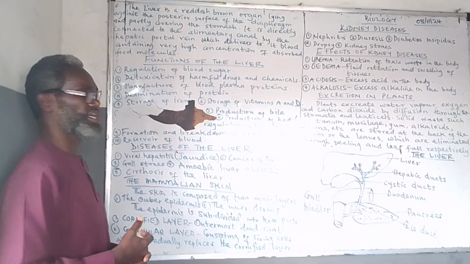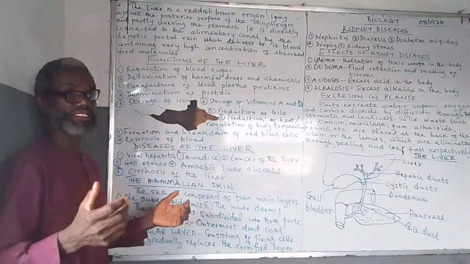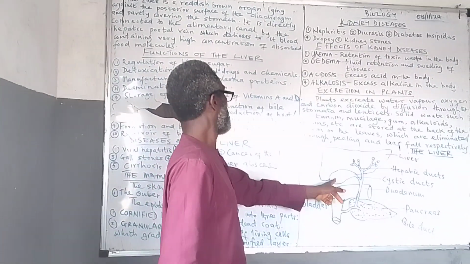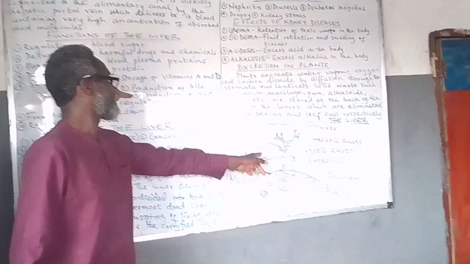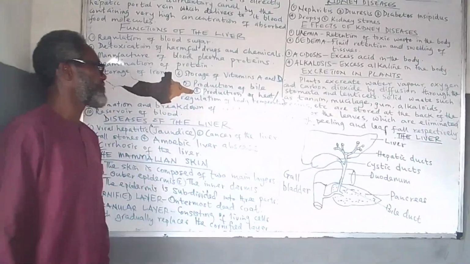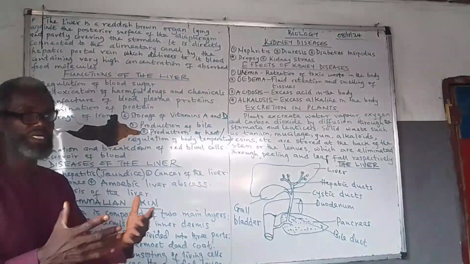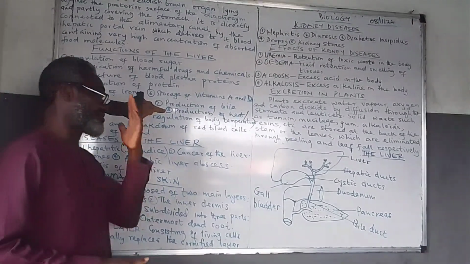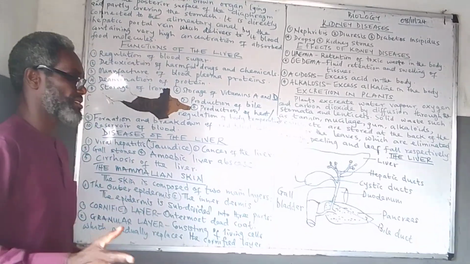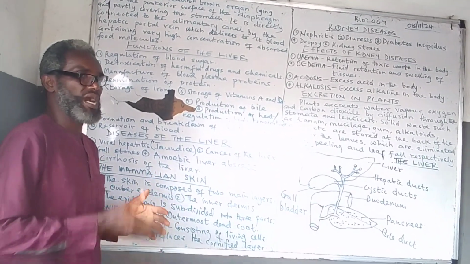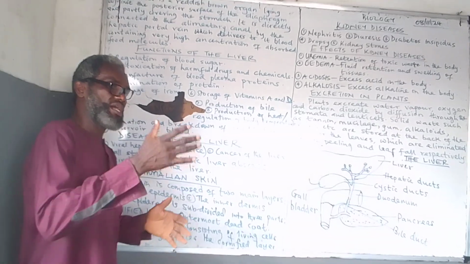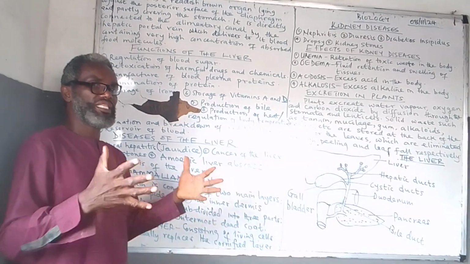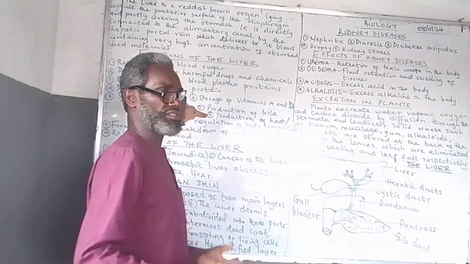We have storage of iron, storage of vitamins A and D, and the production of bile, stored in the gall bladder. Then the production of heat, or regulation of the body temperature, is done by the liver. Then formation and breakdown of the red blood cells. The red blood cells are formed and they are broken down after a while. Then reservoir of blood. You notice that the liver is filled with a lot of blood when you see it physically.